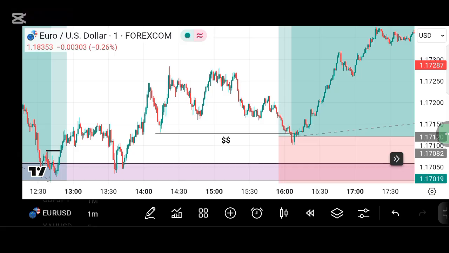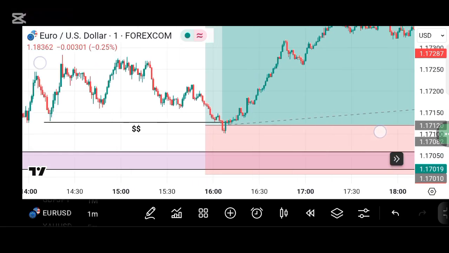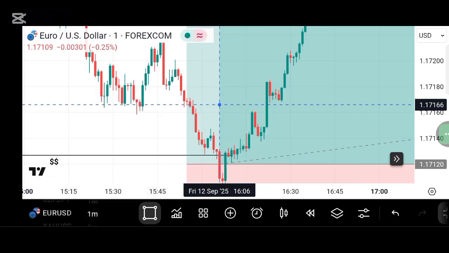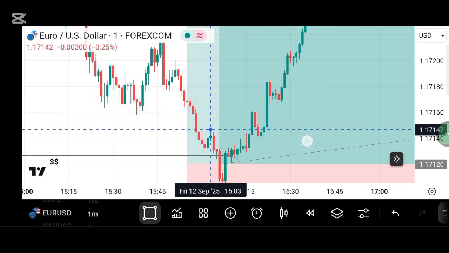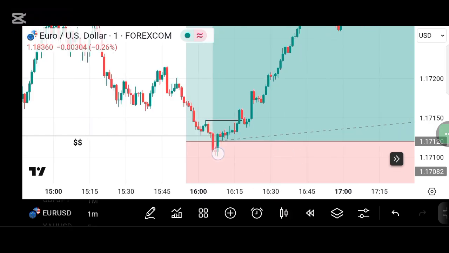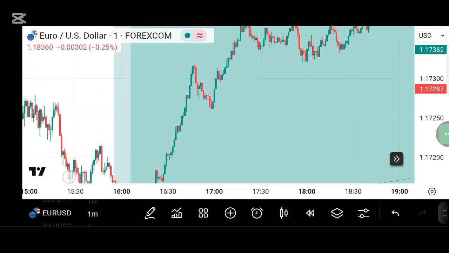So here you see we had a shift in market structure right here. This is a last high. In 1 minute you tend to see the shift in market structure faster. This is the last high, price broke here. That's the shift in market structure. That's a high, that's a low. So price broke 40 and it started going up just like that.